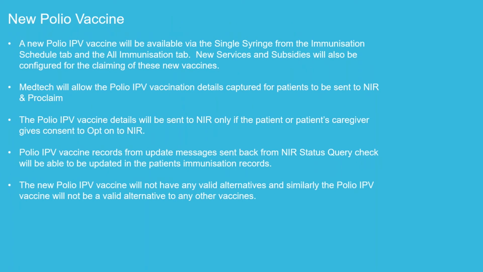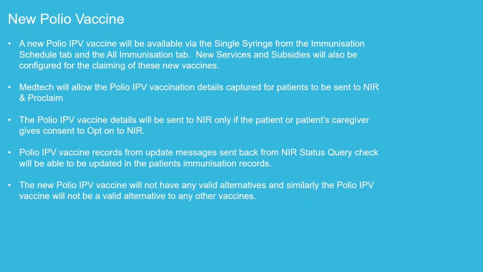A new polio IPV vaccine will be created, which can be used to record entries for patients who have been given a separate polio vaccine. So that will be available via the single syringe from the Immunisation Schedule tab and the All Immunisations tab. Medtech will allow the polio IPV vaccination details captured for the patients to be sent to NIR and ProClaim.